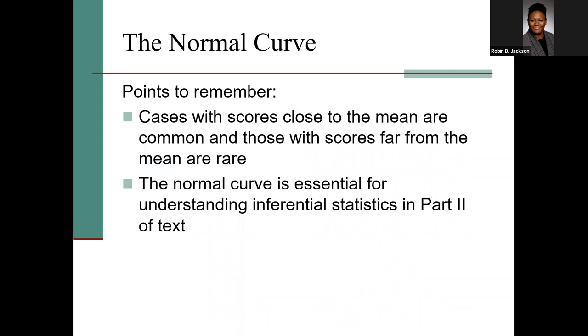All right, so again, points to remember: cases with scores close to the mean are going to be common, and the scores that are far from the mean are rare. Those are typically your outliers. And the normal curve is essential. It's quite helpful when it comes to understanding part 2 of the textbook. This is where we start to get into hypothesis testing and all of that type of stuff. So that concludes the overall lecture. This is part 3, which concludes the lecture for chapter 5.